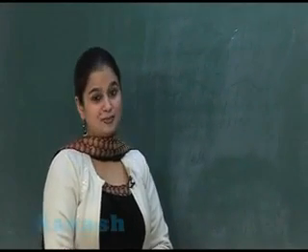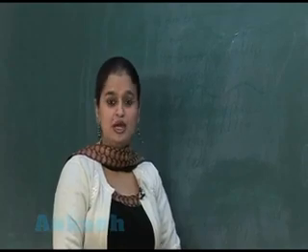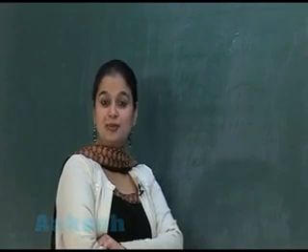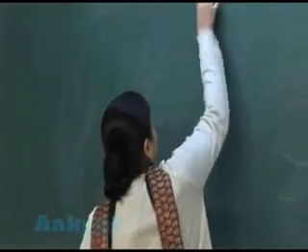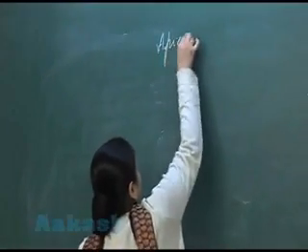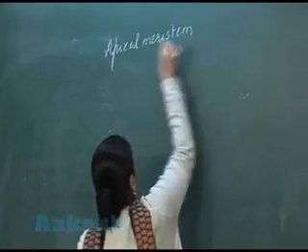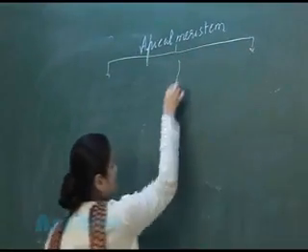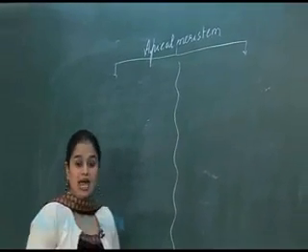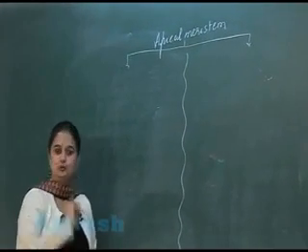So now the types of meristem on the basis of location, position. The first category which I will be dealing here, that is apical meristem. Apical meristem which is present at the apex of shoot.